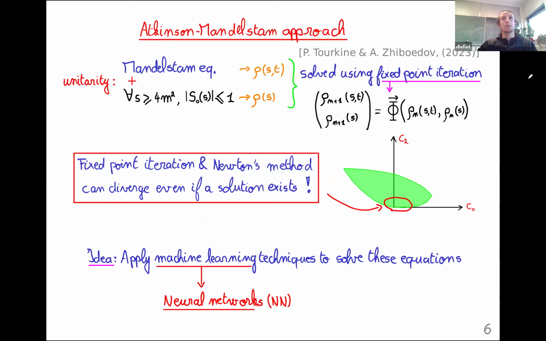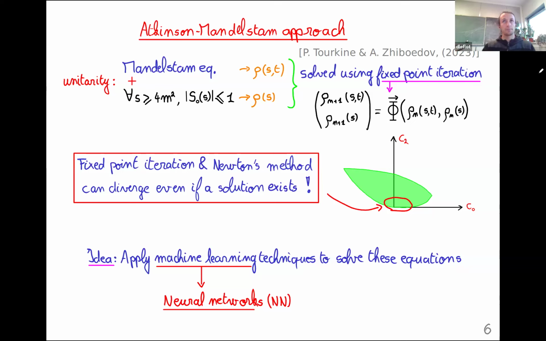Okay, so now let's see what has already been done using this Atkinson-Mandelstam approach. As I said, in 2023, Piotr and Sasha managed to impose unitarity. They solved the Mandelstam equation and the equation in the spin zero partial wave. And they have done that using a fixed point iteration method.